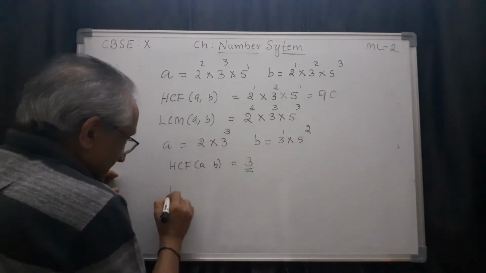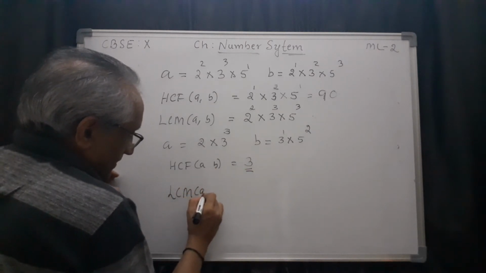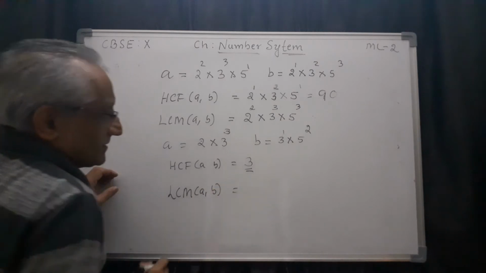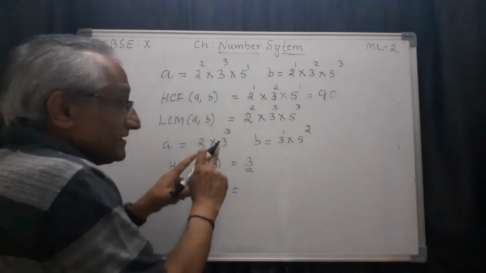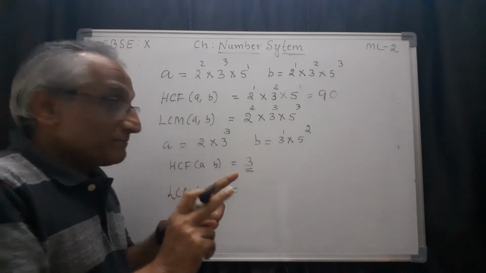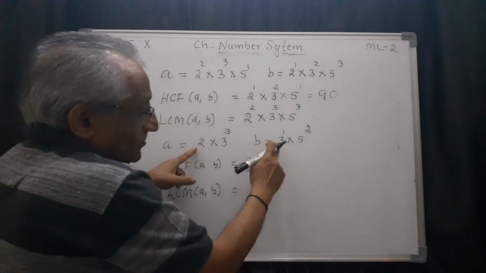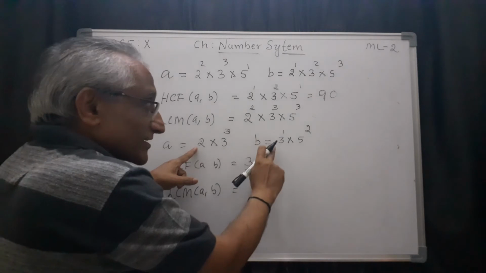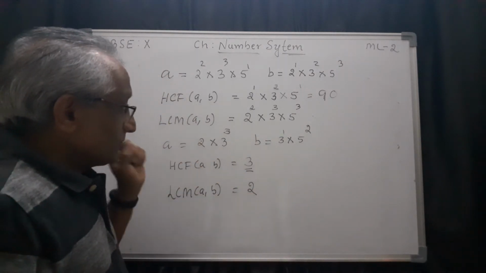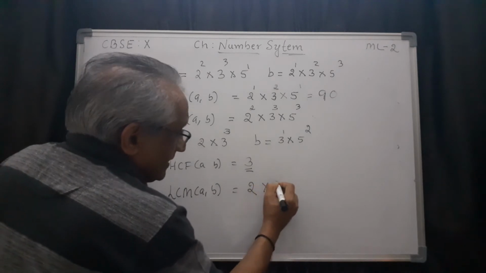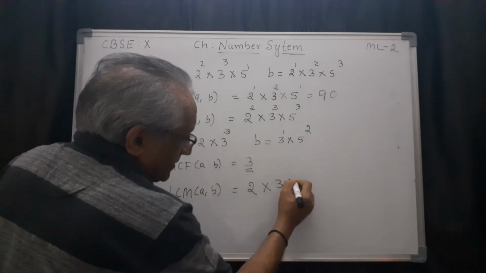Now what is the LCM of A and B? Whenever you are writing the LCM, you may think it needs to be a common factor, but it need not be. Remember, 2 is here, 2 is not here. I have to write 2 also, because 2 is a multiple. Then I have to write 3 also, and I have to write 5 also.